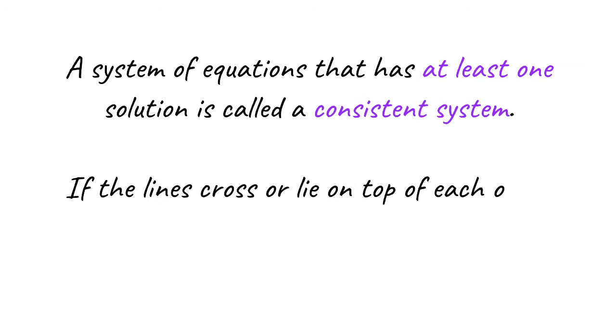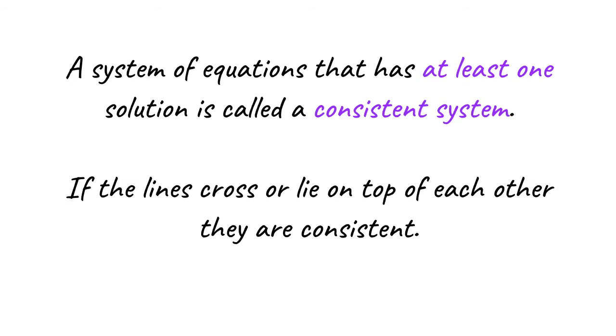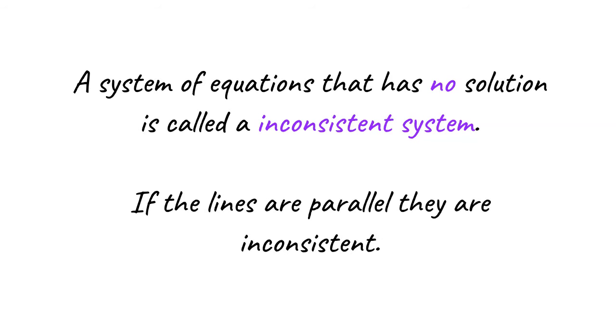A system of equations that has at least one solution is called a consistent system. If the lines cross or lie on top of each other, they are consistent. A system of equations that has no solution is called an inconsistent system. If lines are parallel, they are inconsistent.